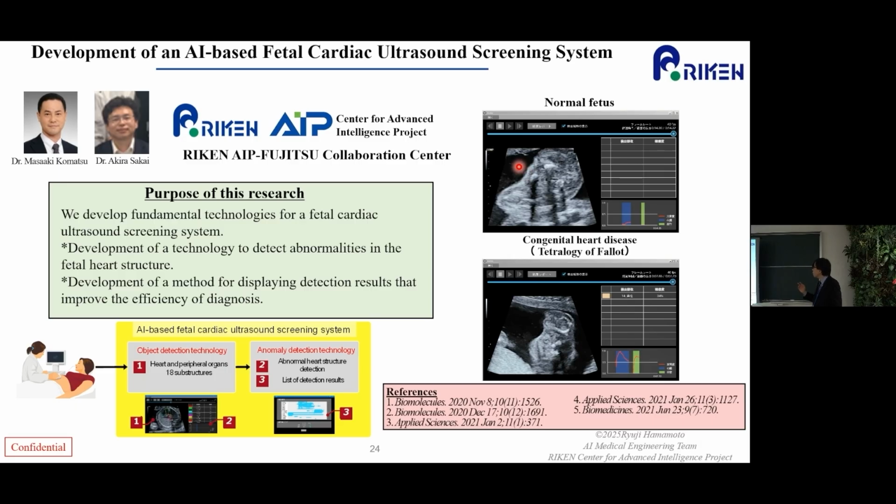This is a result of the normal fetal heart analyzed by our developed artificial intelligence. And this figure shows a case of the congenital heart disease tetralogy of Fallot. So the physician can easily understand the result of the artificial intelligence. In some cases, the issue of using artificial intelligence in a clinical setting is the black box problem, where we can't understand why this result was produced by the AI. But in this case, the physician can easily understand the result.